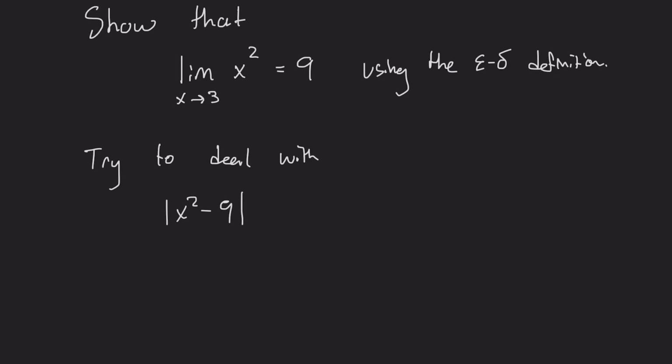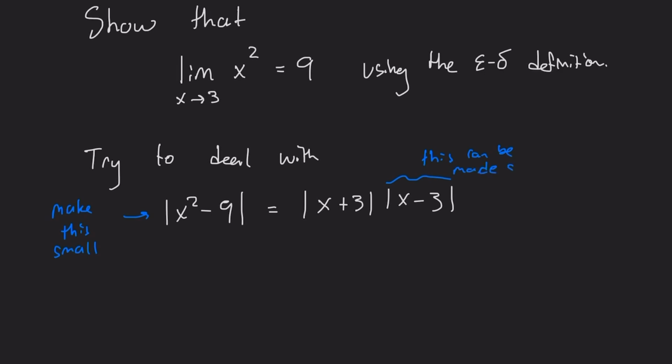And of course, our objective is to make this small. We want it to be less than epsilon by the end of our argument. Okay, and we can notice that this is going to be a difference of squares, so I can factor that as x plus 3 times x minus 3. And as is typical in an epsilon delta, that x minus 3 can be made small. It can be made less than our delta of choice. But how do we deal with x plus 3?